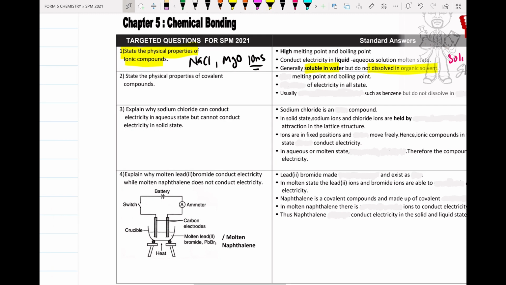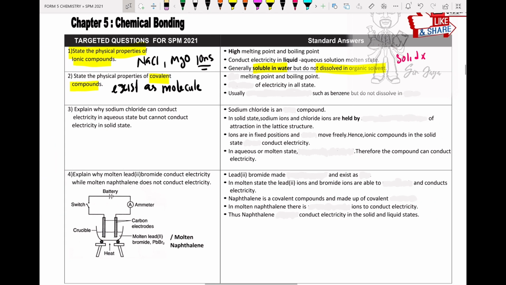Next, we move on to the second question: state the physical properties of covalent compound. Covalent compounds exist as molecules. They are made up of non-metals that share their valence electrons. Because of the weaker van der Waals forces, they have low melting point and boiling point, and they are known as insulators of electricity.